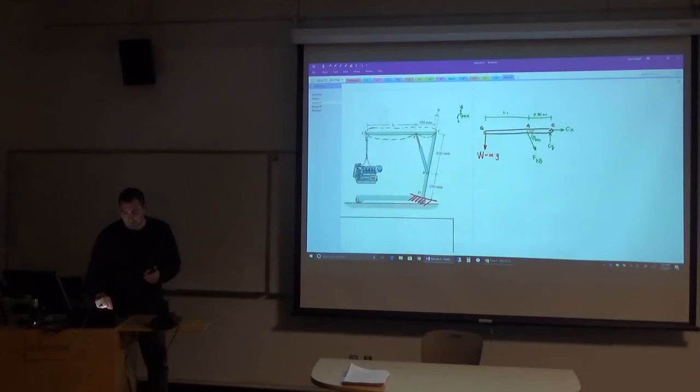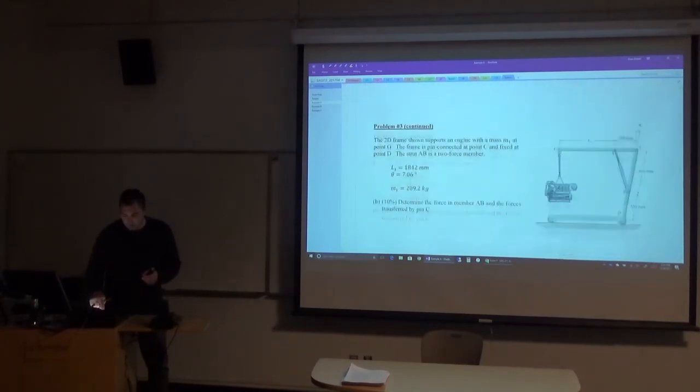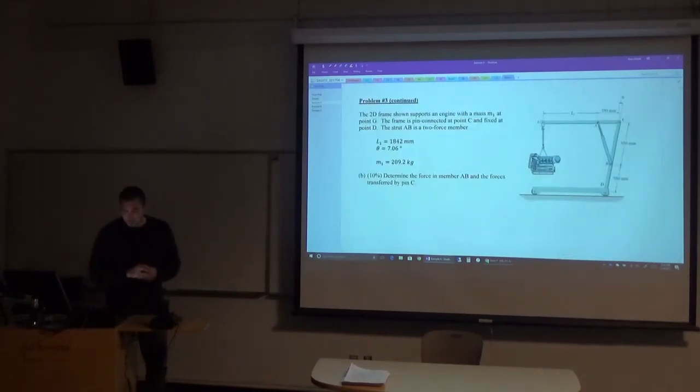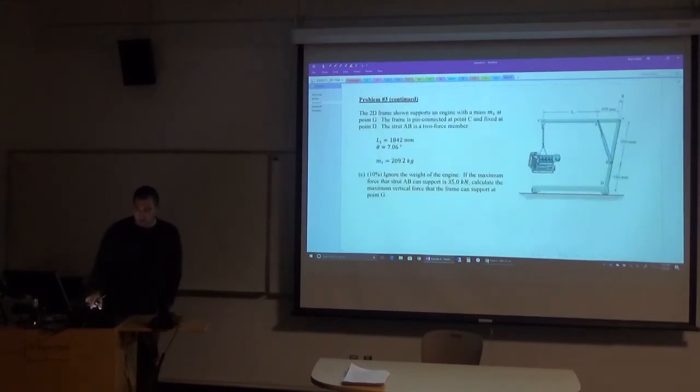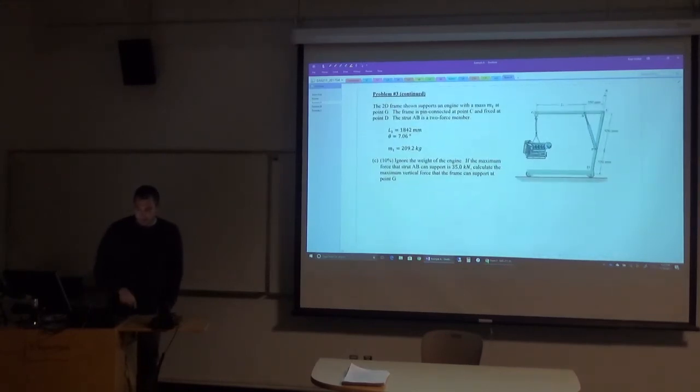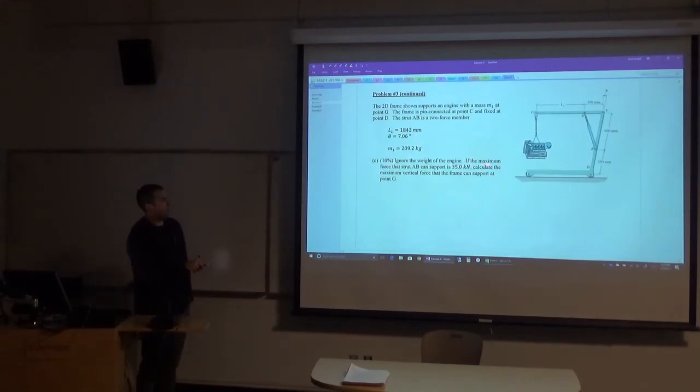Okay, so the other subparts to this problem, just to talk about them quickly: determine the force in member AB and all the forces transferred by pin C. We just talked about how to do that. That's relatively straightforward. Again, I think the trickiest part for some people is just the trig. Okay, it says ignore the weight of the engine. If the maximum force that strut AB can support is 35 kilonewtons, calculate the maximum vertical force that the frame can support at point G.